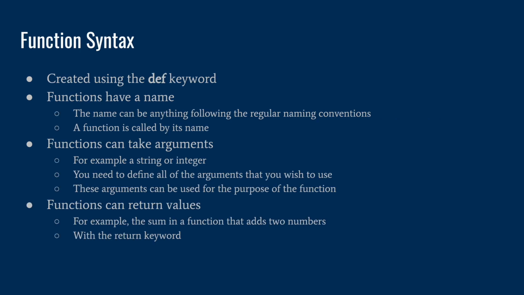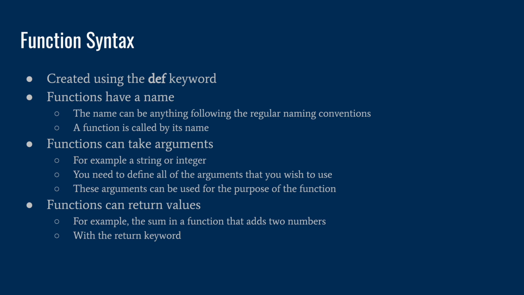Now let's look at the syntax of a function. So a function is created using the def keyword, followed by its name, and then in brackets its parameters, a colon, and then on the next line and other lines indented below, you can write the code for your function. So all functions have a name, and the name can be anything following the regular naming conventions, and a function is called in the program by its name.